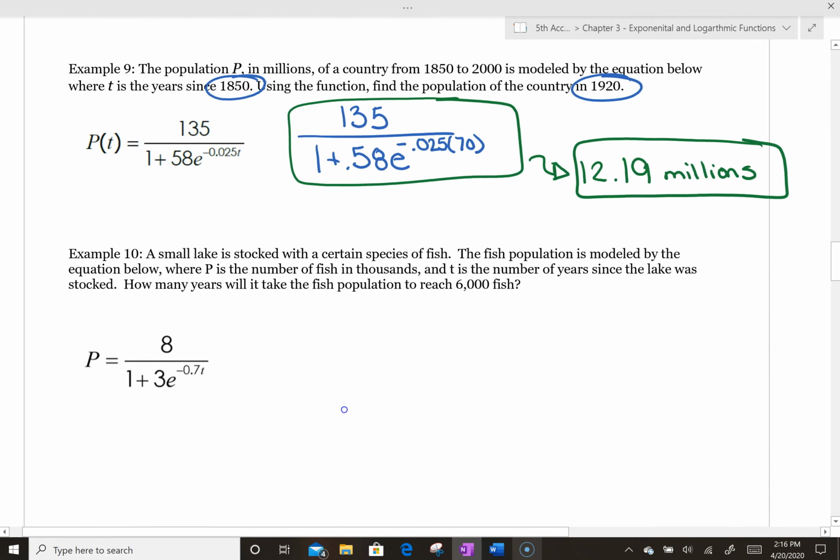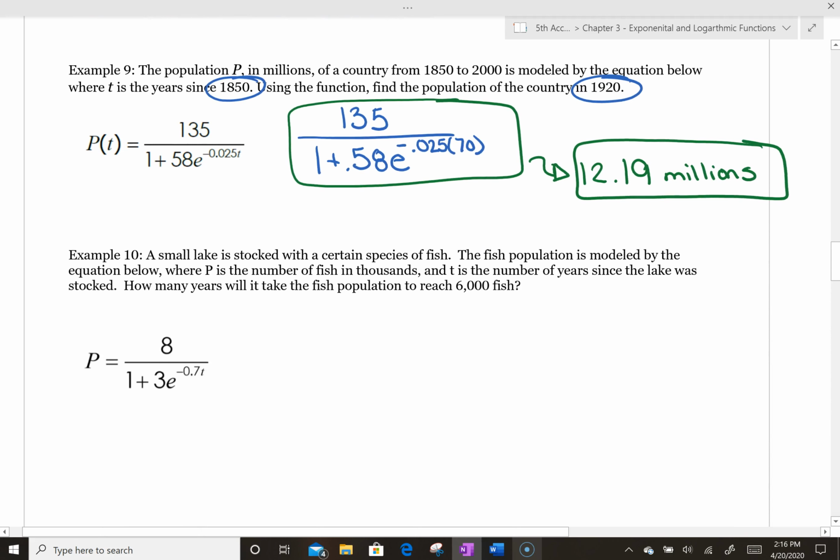Okay, a small lake is stocked with a certain species of fish. The fish population is modeled by the equation below, where P is the number of fish in thousands. Okay, so we have another thing, kind of like the one above. And T is the number of years since the lake was stocked. How many years will it take for the fish population to reach 6,000?